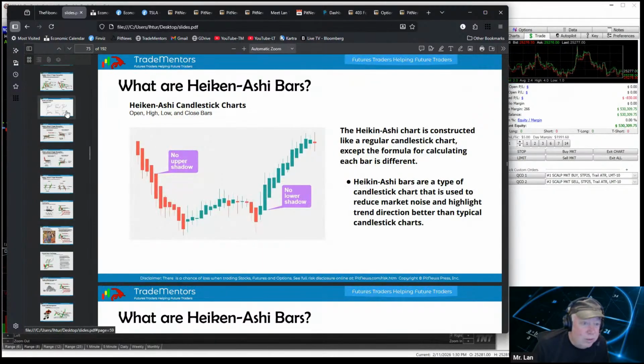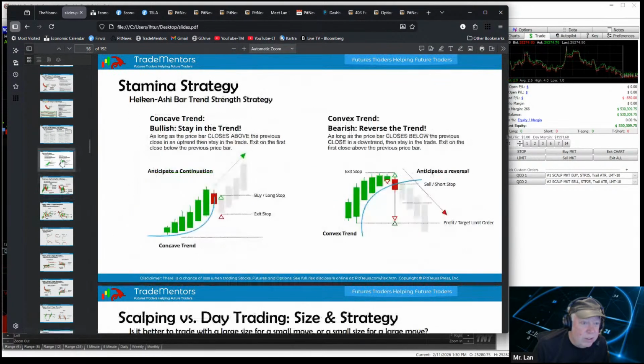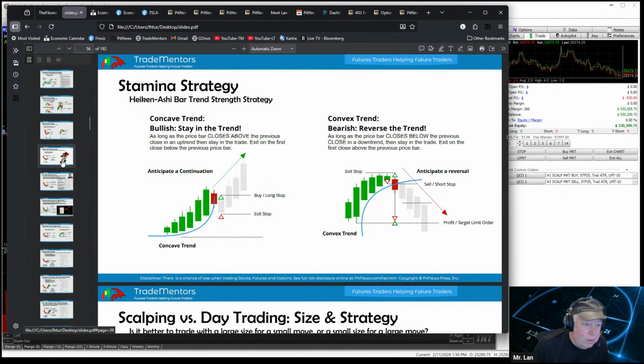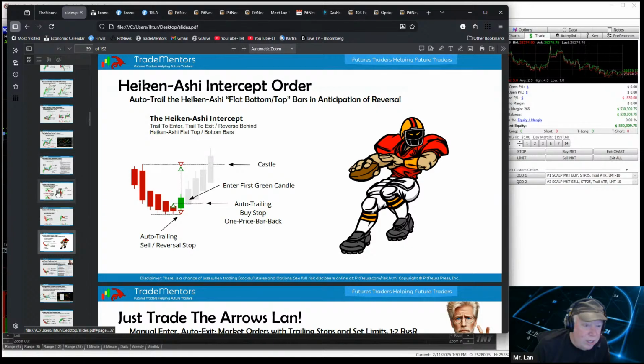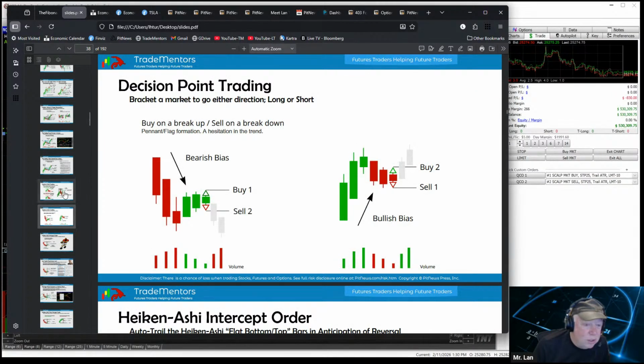We got all kinds of fun stuff. Where's the just trade the arrows line? We got all these little triangles and wedges and patterns and things that we show you. Come on. Oh, look, we got the little football player. This is the Fibonacci intercept. We got the decision point trading.